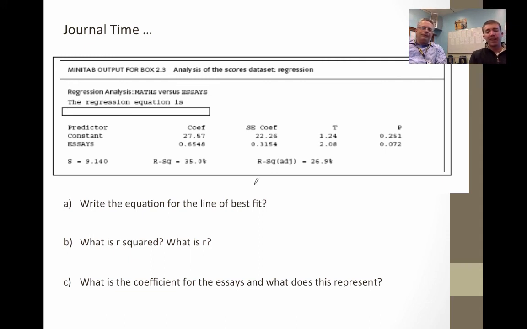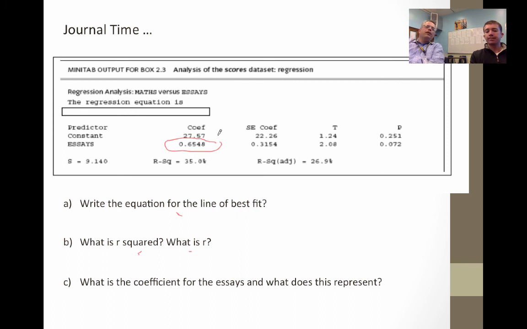So we gave you another nice little Minitab thing. This would be just like problem 2. If you want to look back, you can see that the computer printout's the same. We're looking for the equation for the line of best fit, r squared and r, and then what is the coefficient for essays and what does this represent? I want to know what this number right here represents, the coefficient for S.